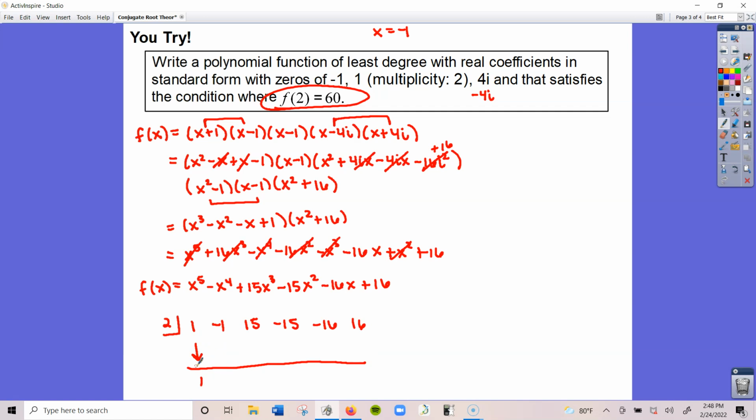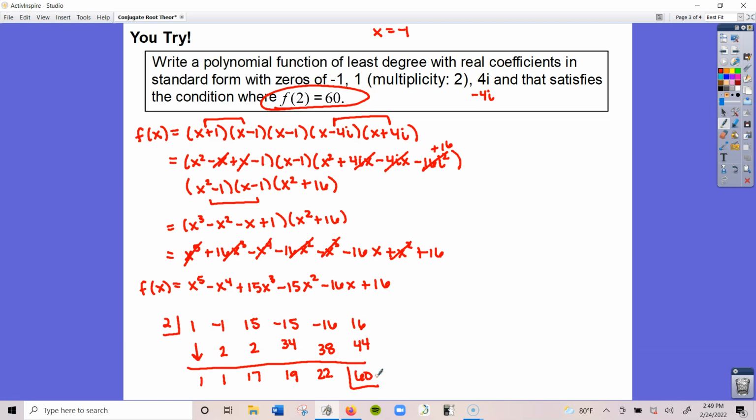Bring down the 1. 1 times 2 is 2. Negative 1 plus 2 is 1. 1 times 2, 2. 15 plus 2 is 17. 17 times 2 is 34. Negative 15 plus 34 is 19. 19 times 2 is 38. Negative 16 plus 38 is 22. 22 times 2 is 44. And 16 plus 44 is 60.